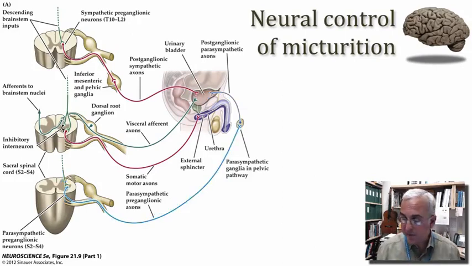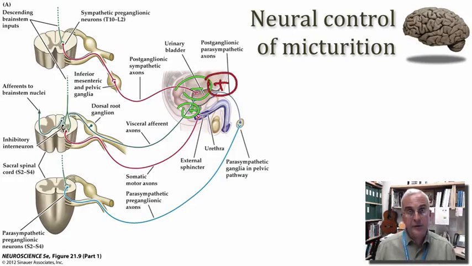So the sympathetic innervation to the bladder is going to promote bladder filling. It's going to relax the bladder wall. It's going to contract the internal sphincter muscle, and together that will allow the bladder to fill. The parasympathetic system, on the other hand, is going to promote the emptying of the bladder. Activation of parasympathetic inputs to the detrusor muscle will cause that muscle to contract and the bladder to void.